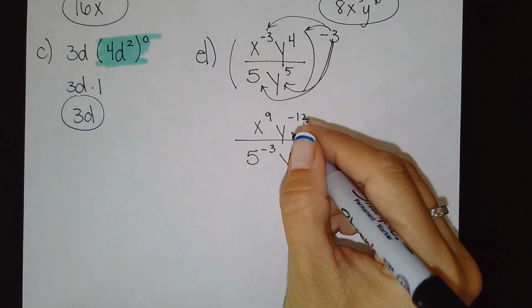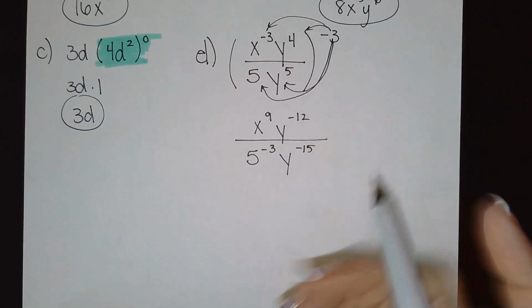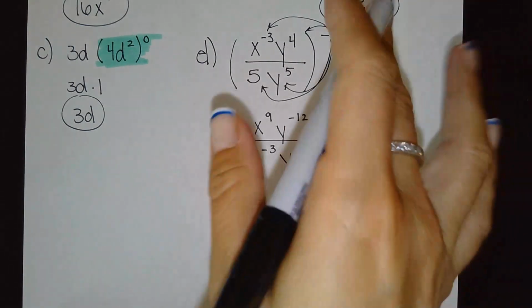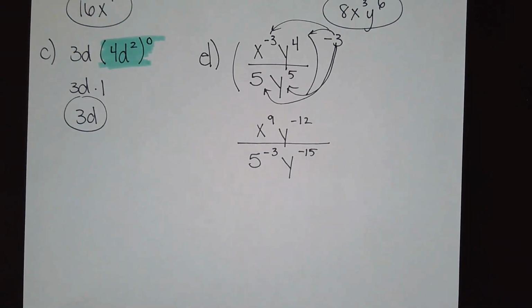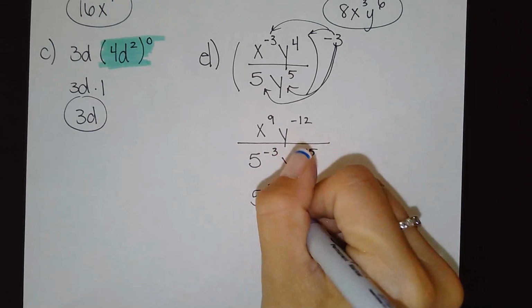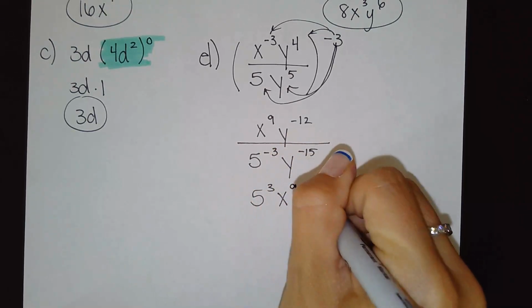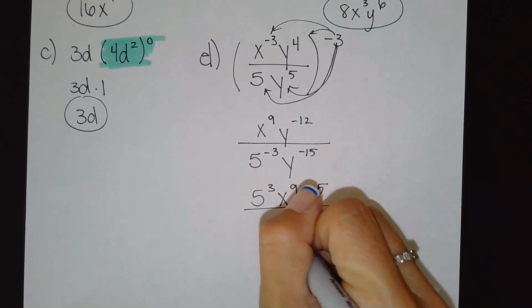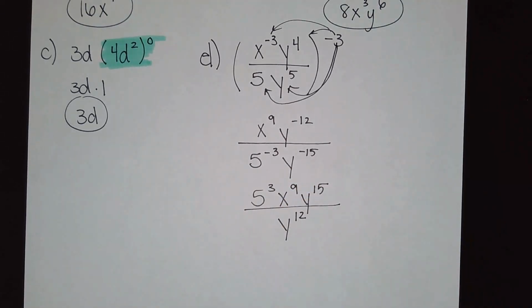So I'm going to move my y to the negative 12th down, and I'm going to move my y to the negative 15th up. I'm just going to flip-flop them because that will make those exponents positive. I also have to move up this 5. So I have 5 cubed x to the 9th y to the 15th over y to the 12th. It's the only thing that will be in the denominator.